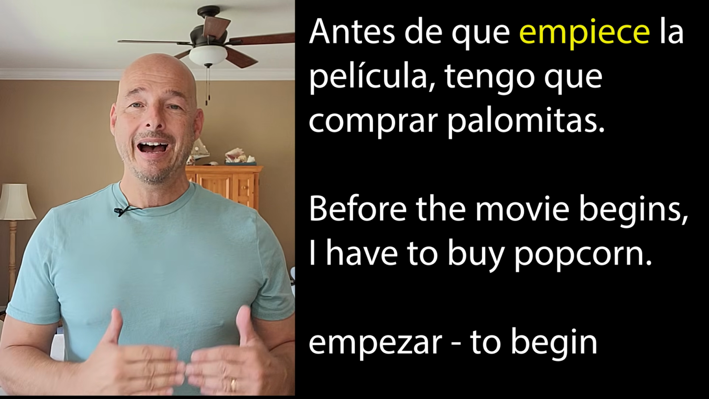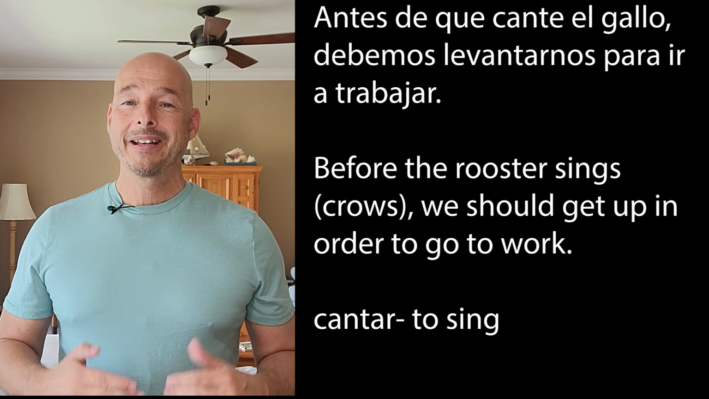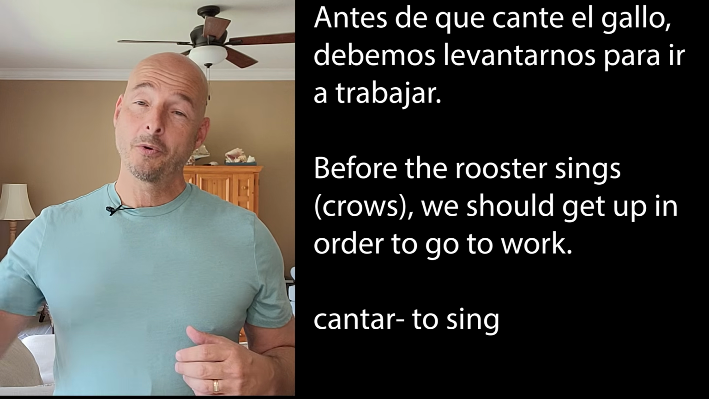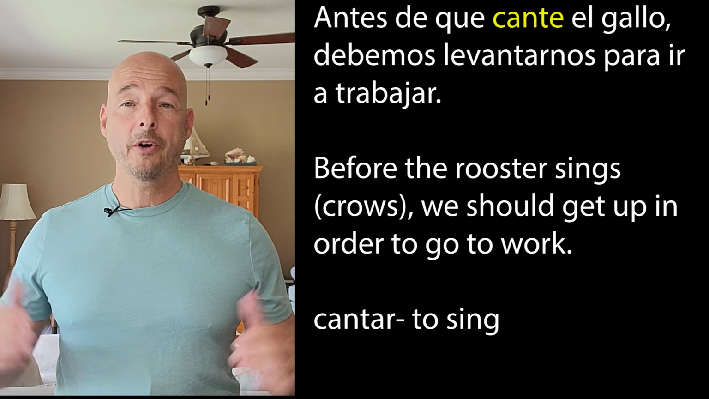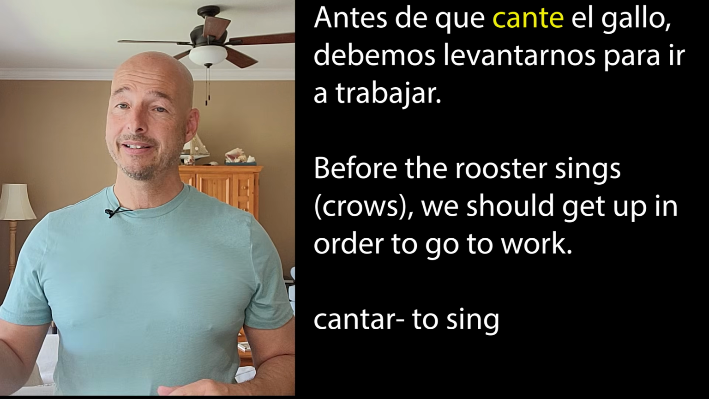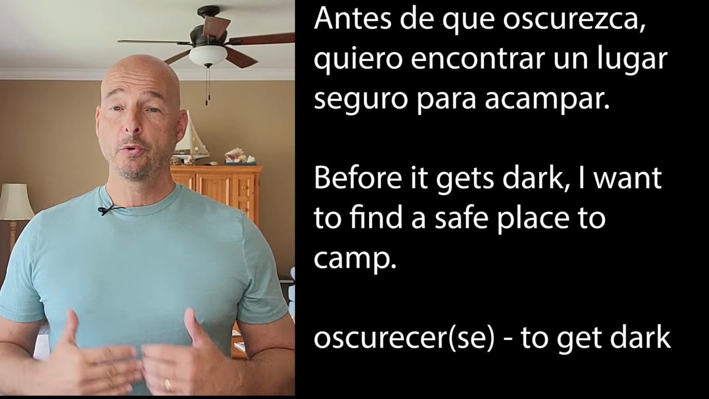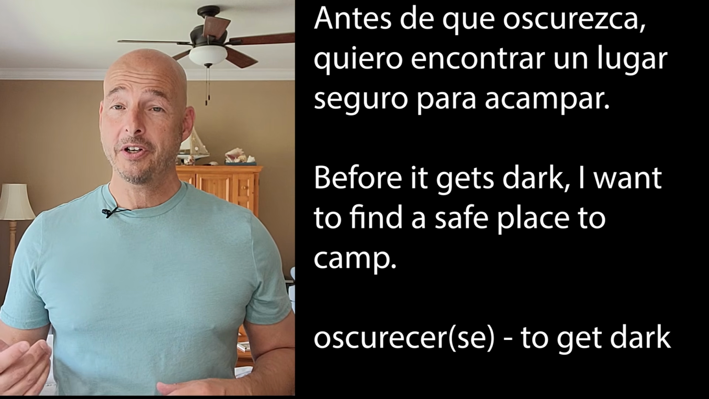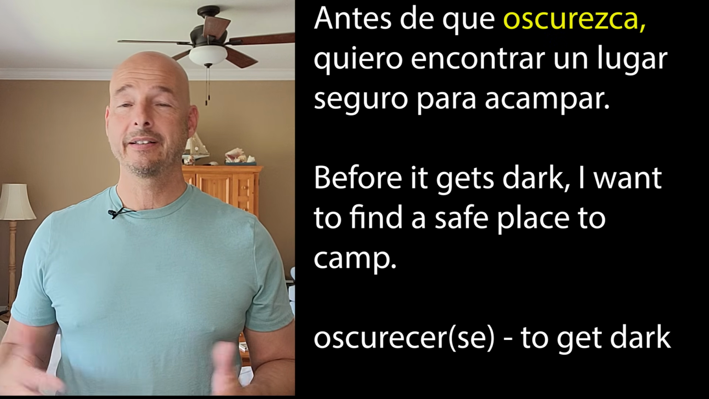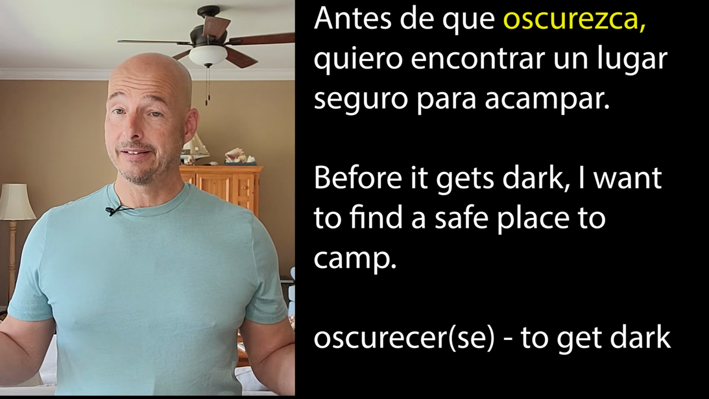Our next one. Antes de que cante el gallo, before the rooster sings, debemos levantarnos para ir a trabajar. We should get up in order to go to work. Take a look at our verb there. We already know it's in the Spanish subjunctive because we know it's a trigger. It comes from the verb cantar, but it's cante. Antes de que oscurezca, quiero encontrar un lugar seguro para acampar. Before it gets dark, I want to find a safe place to camp. Our main verb there is oscurecer, to get dark. Sometimes you'll see it in the reflexive, oscurecerse, and it's in the subjunctive mood.